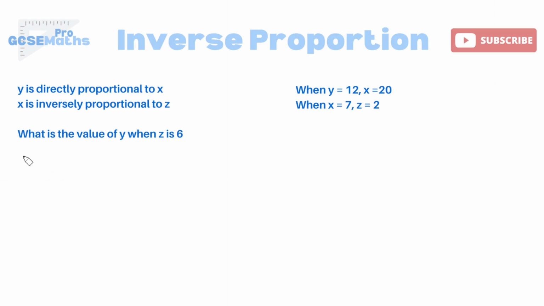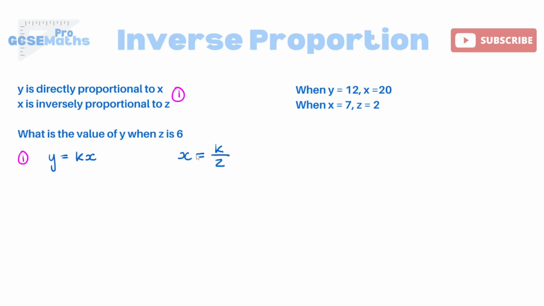So step 1, write down the formula, but in this case there are 2. You could do one at a time, or you can do them both at the same time, that's fine. So Y is directly proportional to X, remember that that is K multiplied by X. And then if I write the second one here, X is inversely proportional to Z, so K over Z.